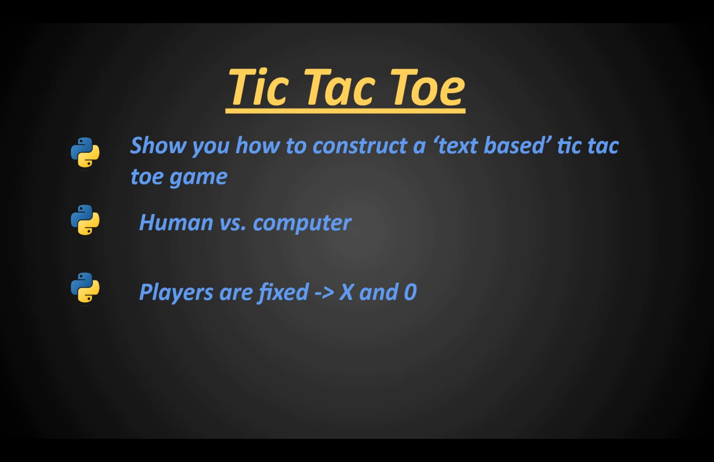The players in this game are going to be fixed. The human will be X and the computer will be O. And I think that looks like a 0, not an O, but it doesn't matter because this is a text-based game.